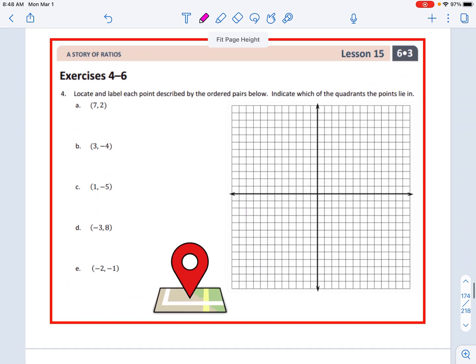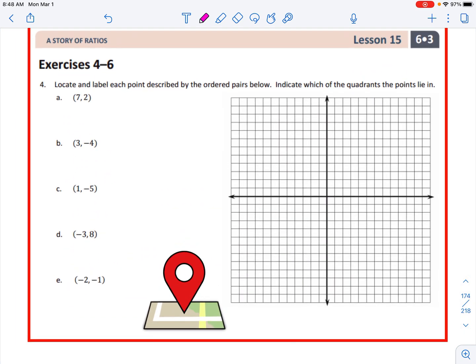Let's continue. Number 4 says locate and label each point described by the ordered pairs below. Indicate which of the quadrants the points lie in. We're going to locate 7 and 2. So I'm at 1, 2, 3, 4, 5, 6, 7, and then 2. That's in quadrant 1. Then I go 3 down to negative 4, and it's right there. This is A, this is B. That is in quadrant 4.